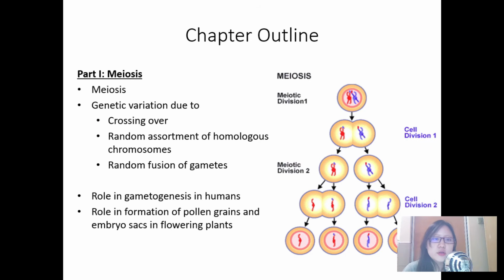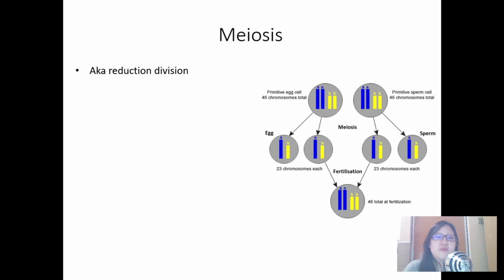In this part, we are going to learn the process and different stages that occur in meiosis, how meiosis actually causes genetic variation, and how meiosis is used to form gametes in humans and in plants. So, two organisms here. Let's start with the importance of meiosis first.